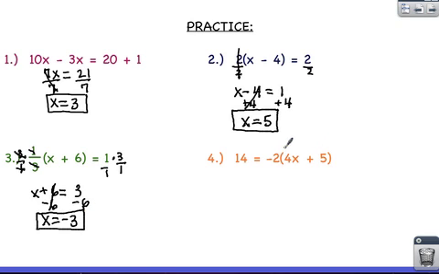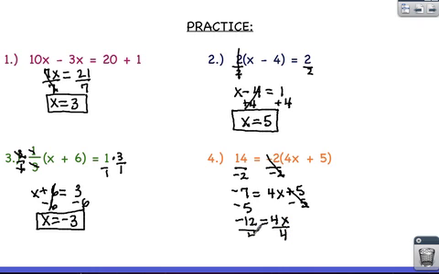And finally, number 4, I'm going to divide both sides by negative 2. So we get negative 7 equals 4x plus 5. I get rid of the addition of 5 by subtracting 5 from both sides, which gives us negative 12 equals 4x. Divide both sides by 4, and we get that negative 3 equals x, or x equals -3.